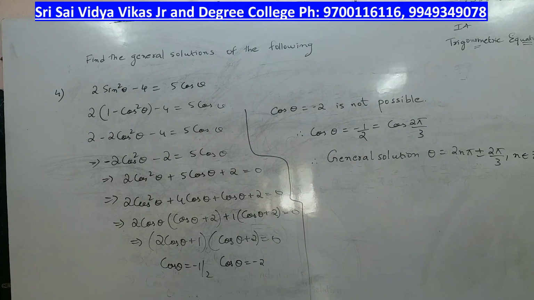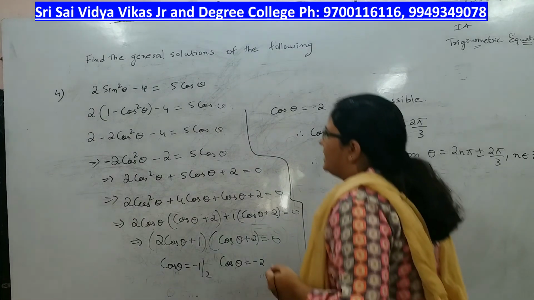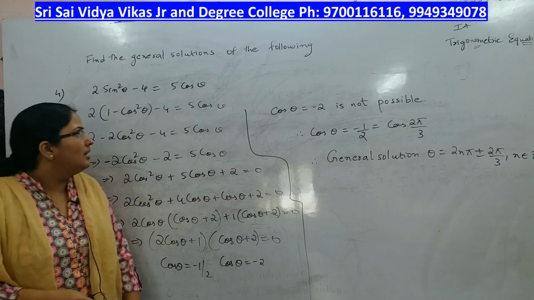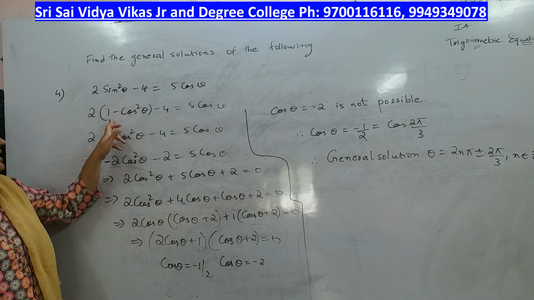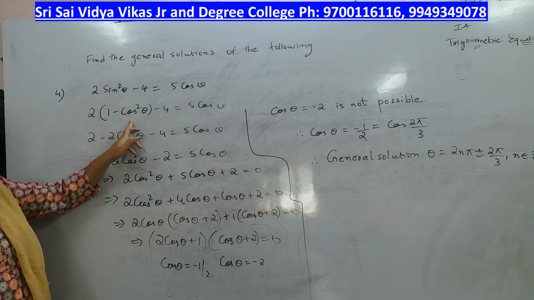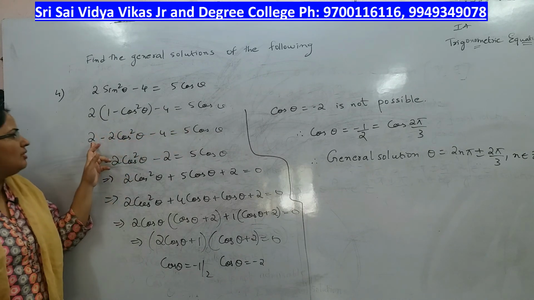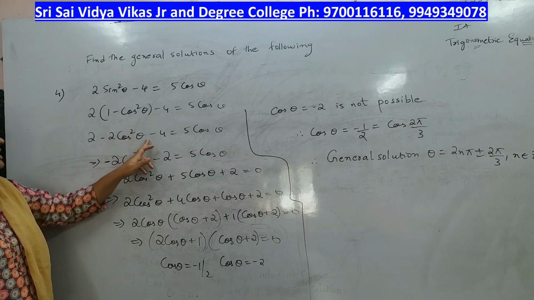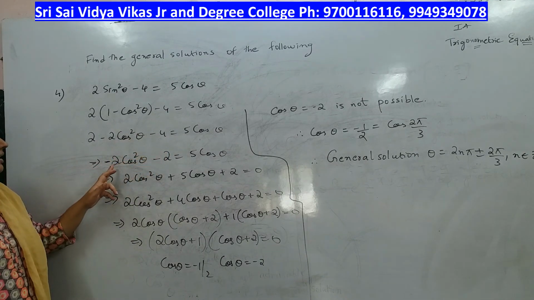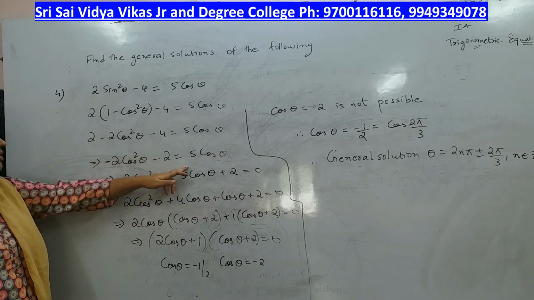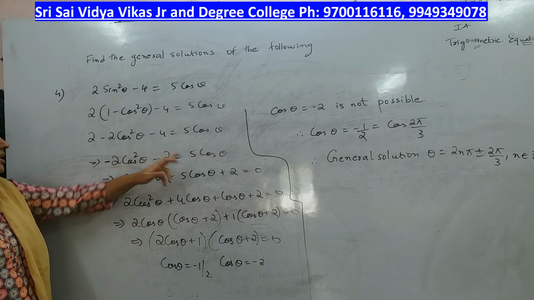Our next problem: 2 sin square theta minus 4 is equal to 5 cos theta. Here sin square theta can be written as 1 minus cos square theta. 2 into 1 minus cos square theta minus 4 is equal to 5 cos theta. Multiply this, you have 2 minus 2 cos square theta minus 4 is equal to 5 cos theta. Minus 2 cos square theta, 2 minus 4 is minus 2, is equal to 5 cos theta. Bring these two terms to this side.